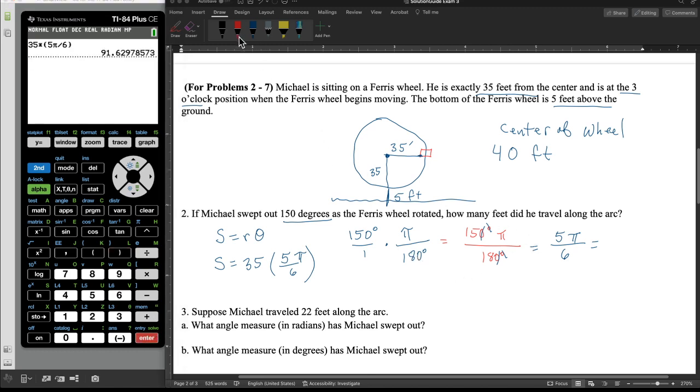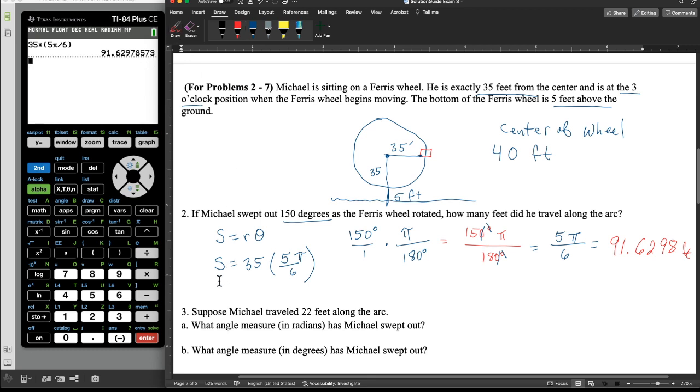Let me just switch over to red. 91.6296298. And again, how many decimal places do we want to go out? This is in terms of feet. It's certainly good enough. Okay, so question 3 will also be in terms of the Ferris wheel.